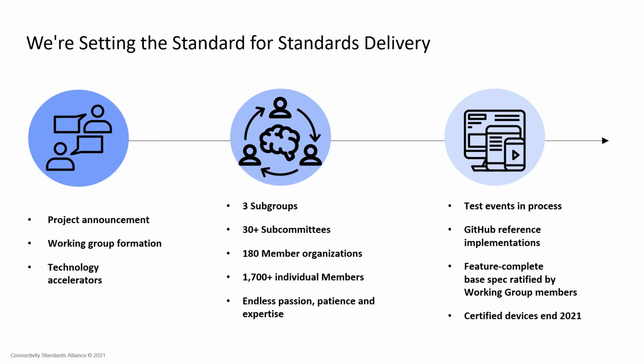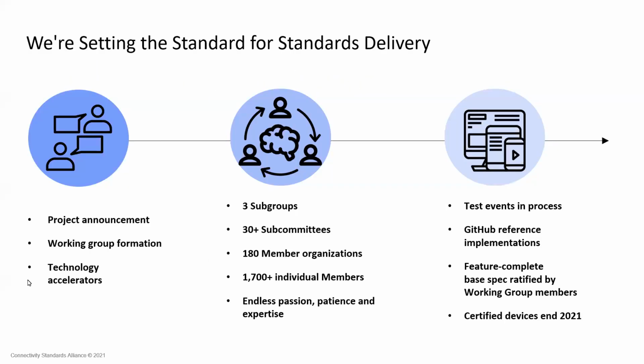So what that means is we have over 1,700 people who are individually involved and a part of the Matter working group. And I am proud to say we are nearing 200 member organizations. We are just shy of that, with over 190 member companies now participating in this process as well.